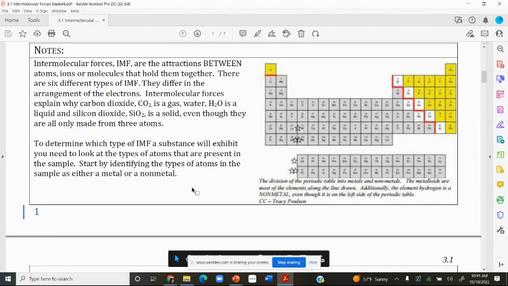They are the attraction between atoms, ions, or molecules that hold them together. There's 6 different types of IMFs, and they explain why different things are different states of matter. To determine the type of IMF we'll exhibit, you have to look at the types of atoms that are present in the sample and identify those atoms as either metal or non-metal. So that's your first step.